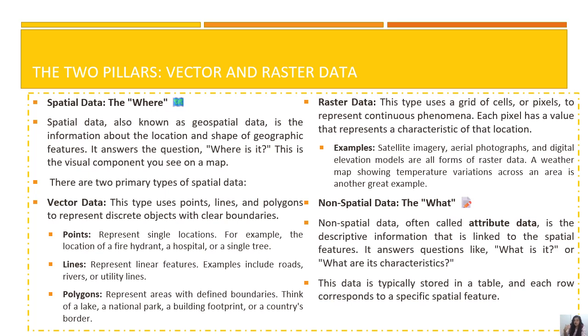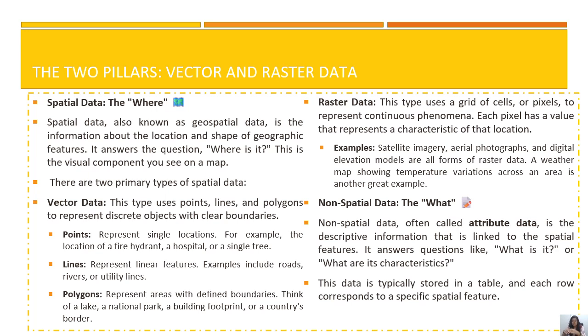Next comes non-spatial data. We understood where, now we have to understand what. So what does this data give us? Non-spatial data gives us the attribute or descriptive information of a particular feature which is linked to spatial data. This answers the question, what is it? What character is it? For example, it can be stored as a feature in a table, having certain values, ID, frequency, and many other things.